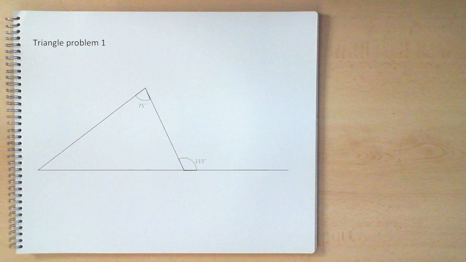So first of all, we're going to use the fact that the angles on a straight line is equal to 180 degrees to work out that bottom right hand angle. So 115 is the exterior angle, which means the interior angle must be 180 minus 115, which means it's 65 degrees. So now we know two of the angles in our triangle.